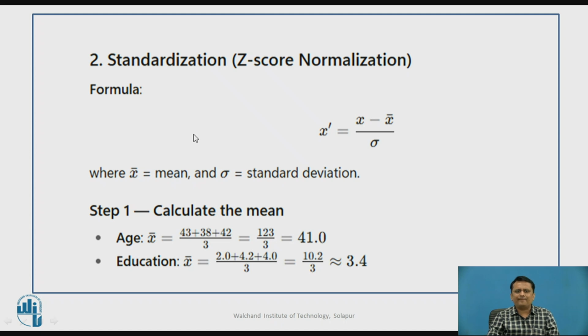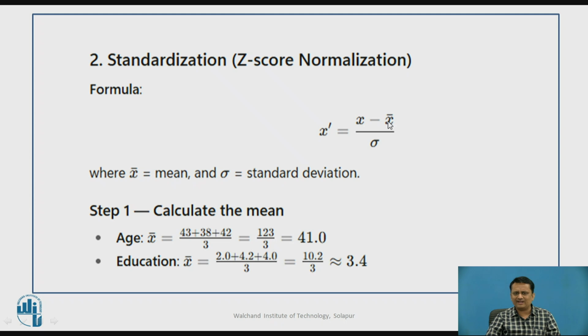So this is the example where exactly these calculations are done. How is this standardized value calculated? The average value of the age is, all these age values are summed and divided by 3. So I am getting the average value x bar as 41.0. The average value of the education can also be calculated. The education levels we have in the original data set are 2.0, 4.2 and 4.0. So the average is coming out to be 3.4.